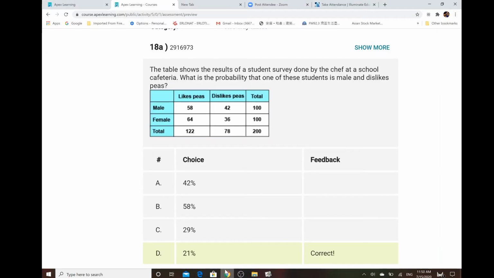But according to what we got here, it's 21. So again, 29% is also incorrect if you try to do it that way. You need to read through the question carefully. What's the probability that one of these students is male? So select the male first, 100 over 200. And then dislike Pete's. Dislike, not like, okay? Then dislike would be considered 42 over 100. So the way that I put in the probability is incorrect.